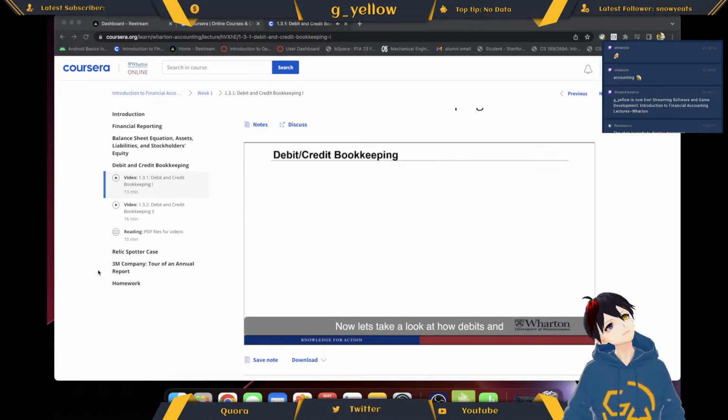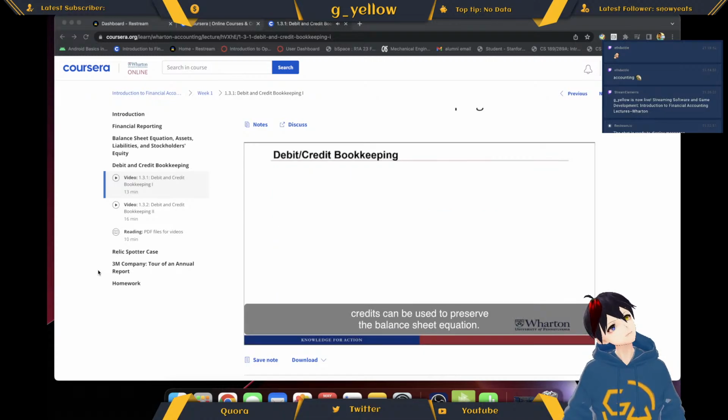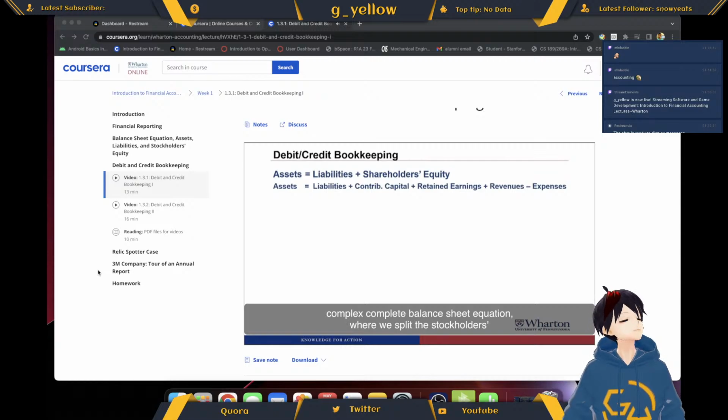Now let's take a look at how debits and credits can be used to preserve the balance sheet equation. So here's the balance sheet equation. And in prior videos, remember, we did a more complete balance sheet equation where we split the stockholders' equity into contributed capital, retained earnings, and then revenues and expenses.